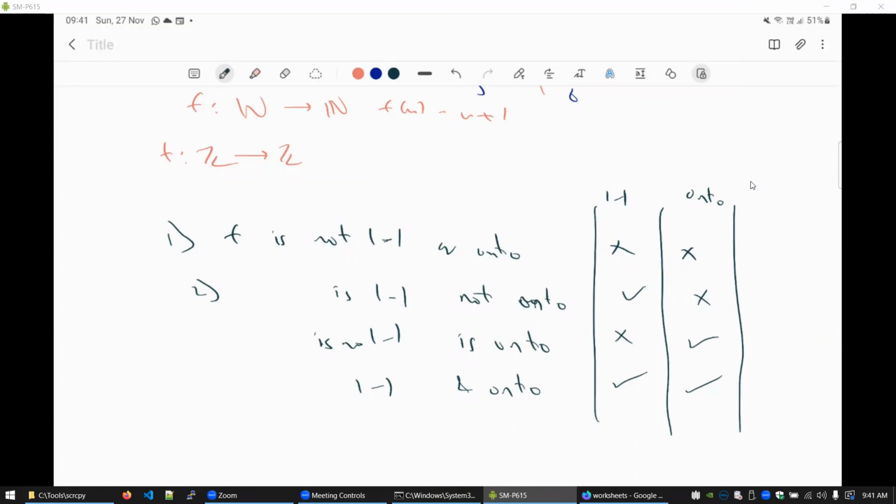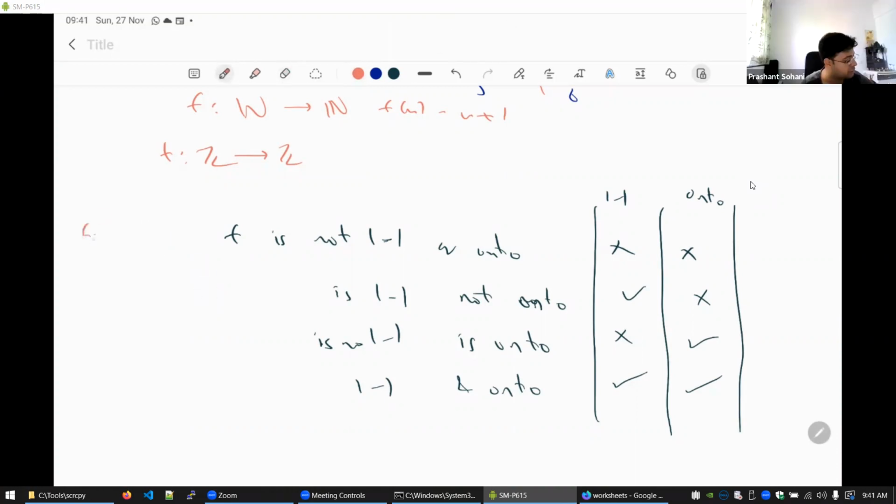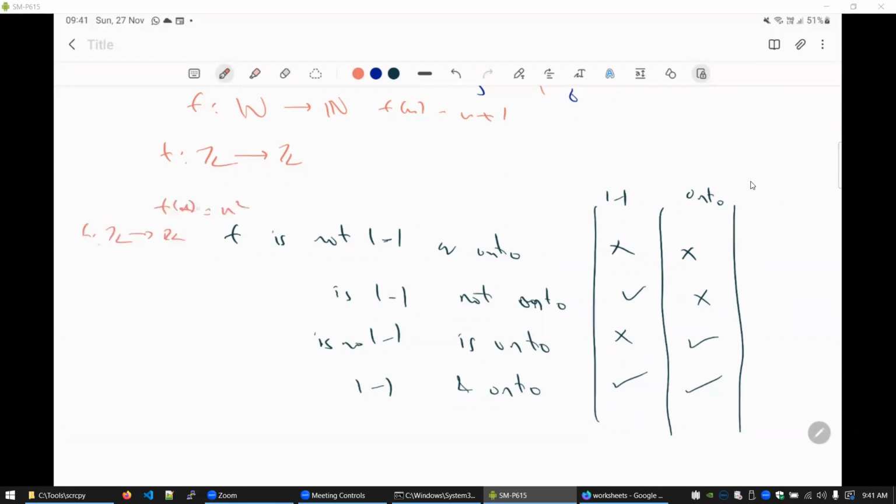So I think I got a function for the first case. Yes, tell me. Maybe x squared, for integers to integers. So f goes from Z to Z, and f(x) is equal to x squared. So for example, minus one and one would give one. Yes, correct. And three won't be taken on the right side.